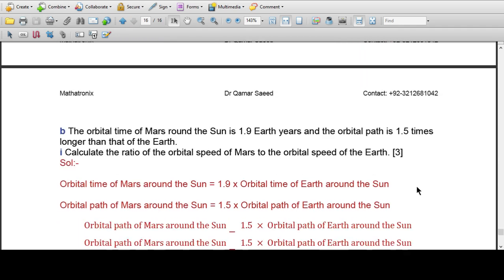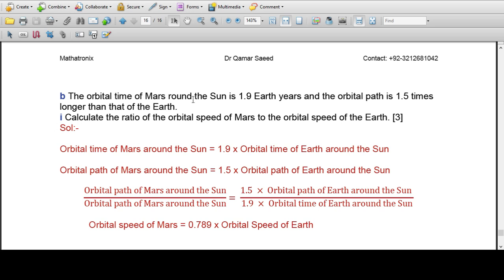So now the B part. The orbital time of Mars around the Sun is 1.9 Earth years, and the orbital path is 1.5 times longer than that of Earth. Calculate the ratio of the orbital speed of Mars to the orbital speed of the Earth. So the orbital time of Mars around the Sun is given as 1.9 times the orbital time of the Earth around the Sun. The orbital path of Mars around the Sun is 1.5 times the orbital path of the Earth around the Sun.